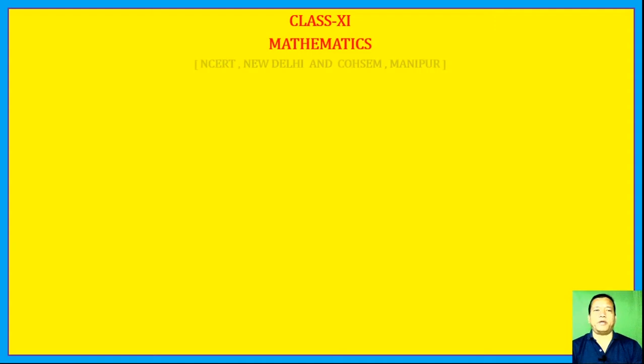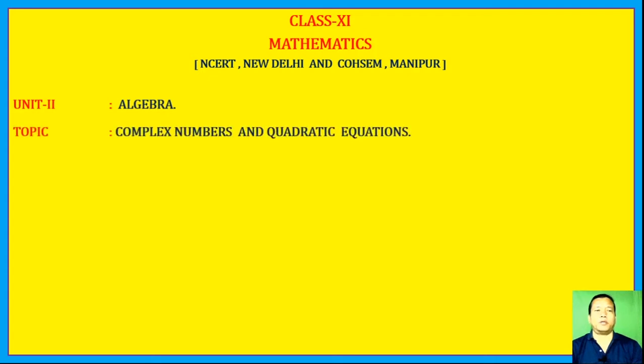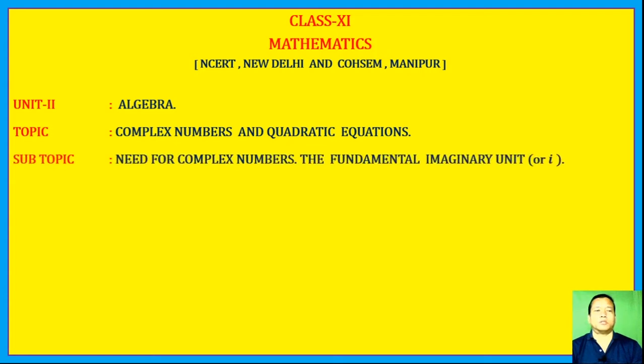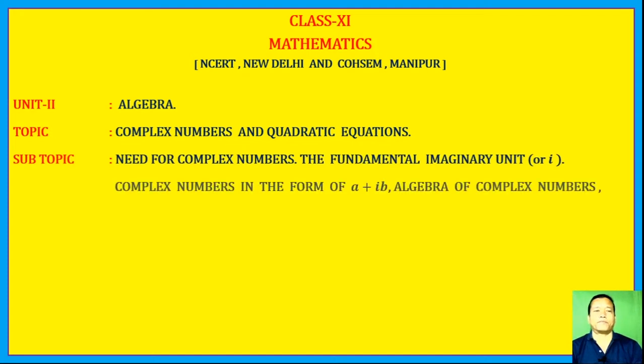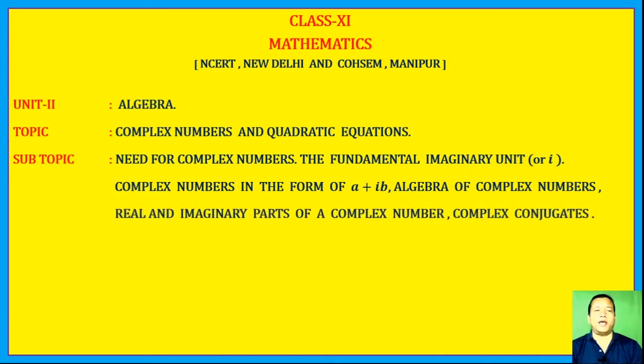Class 11 Mathematics, NCERT New Delhi and COHSEM Manipur. Unit 2 Algebra. Topic: Complex Numbers and Quadratic Equations. Subtopic: Need for complex numbers, the fundamental imaginary unit or small i. Complex numbers in the form of a plus ib, algebra of complex numbers. Real and imaginary parts of a complex number, complex conjugates. Exercise 5.1.